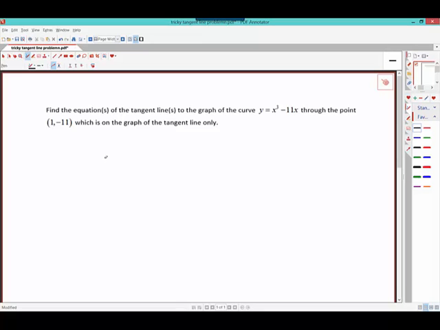We're going to look at one of those tricky big thinker tangent line problems that a lot of my students have been having trouble with. So hopefully this helps you out. I actually clarified the instructions a little bit.